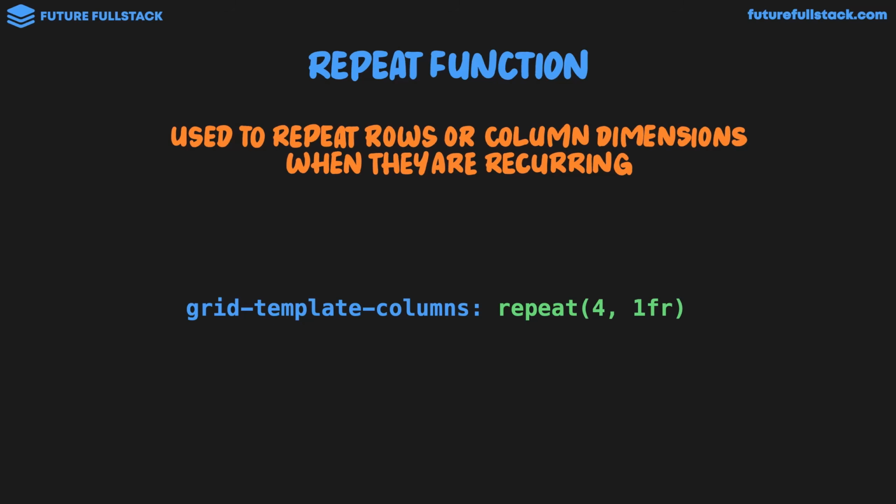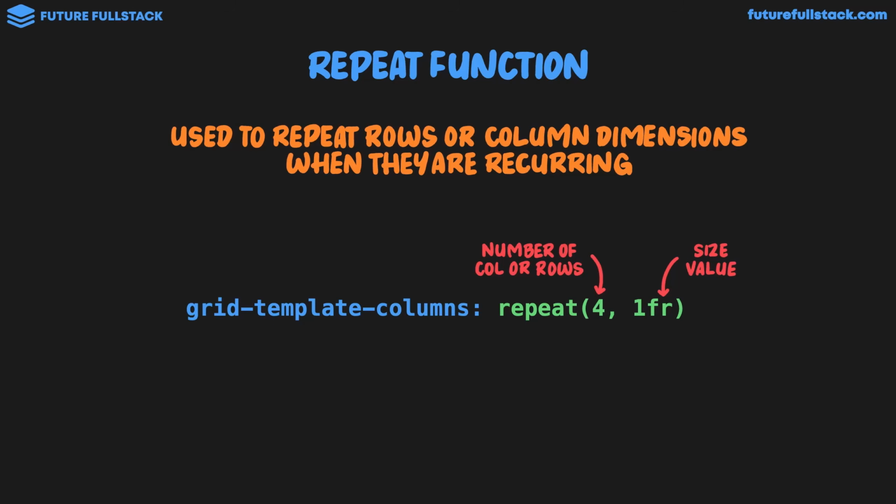The first value is the number of rows or columns we wish to define, in this case 4 columns, and the second value is the size value, that is, the size we want our columns to be, in this case 1 fractional unit. So what this will give us is a grid with 4 columns, each 1 fractional unit in width. So it's just a cleaner way of defining 4 grid columns, each with the same width. You can of course define this as grid-template-columns: 1fr 1fr 1fr 1fr, that is 1fr 4 times, but this function is just a nicer and cleaner way of defining it.